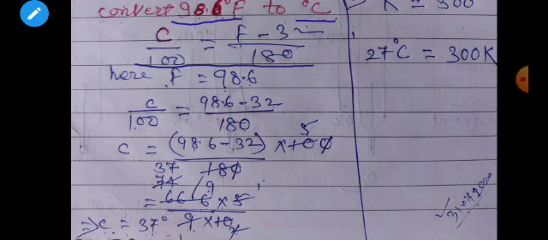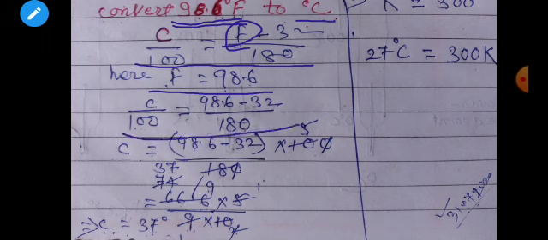See students, in this case the temperature has been given in degrees Fahrenheit. So instead of F in the equation, we'll put its value as 98.6 degrees Fahrenheit, and after putting the value we get this equation. By solving further, if we take this 100 to the RHS, it will get multiplied, because it is in division on the LHS, so going to the right side it will become multiplied.